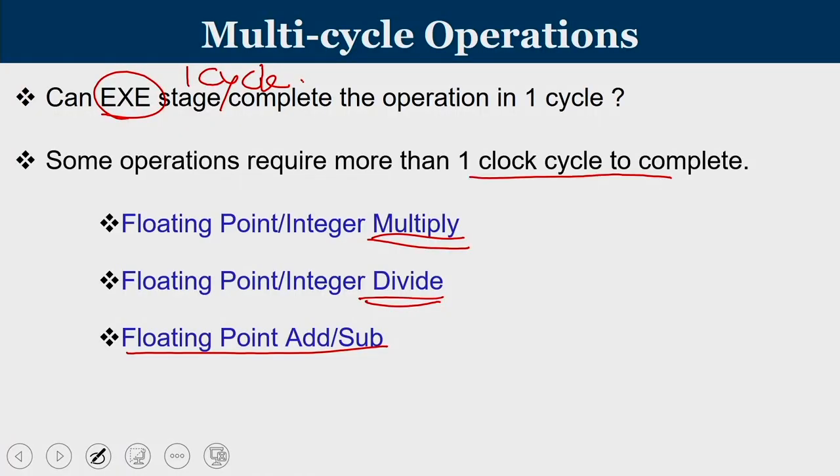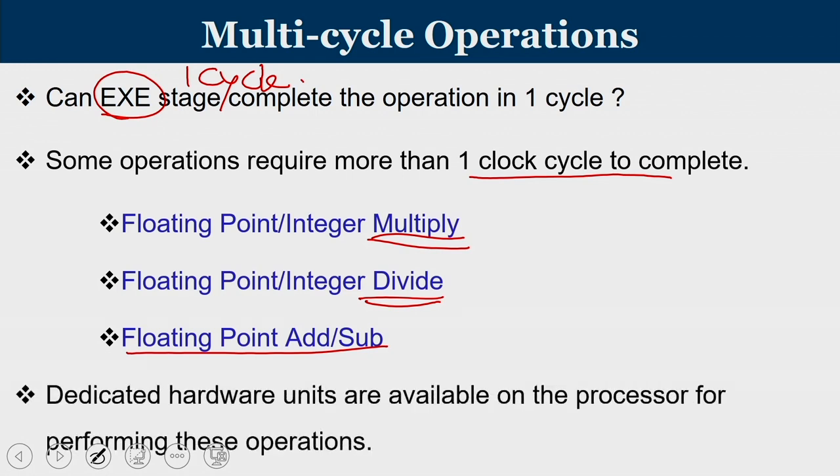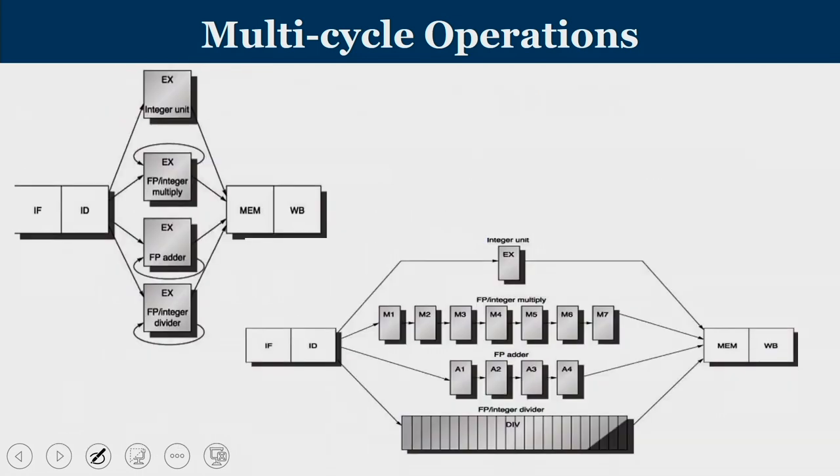Now our question is, how will we deal with operations that take more than one cycle in the execution stage? Some operations, as we have seen, require more clock cycles to complete, so you require dedicated hardware units. Such dedicated hardware units are available in the processor for performing these specific operations. So consider the case that you have an integer unit, which is our conventional EX unit, and for multiplication you have a multiplier, you have a floating point adder and you have a division unit also. Previously this was my pipeline, with IF, ID, EX, MEM and write back, and now we know that other units are being added.